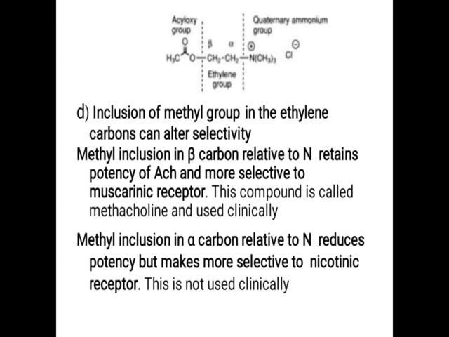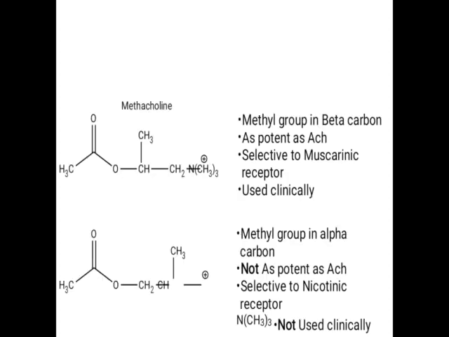If we include a methyl group on the ethylene carbon, it can alter the selectivity. If the methyl group is attached at this position, that is the beta carbon, it retains the potency of acetylcholine and becomes more selective to the muscarinic receptor. While if it is attached towards the alpha carbon, it reduces activity towards the muscarinic and becomes more selective towards the nicotinic, and the drug cannot be used clinically. Okay, so these are some examples.